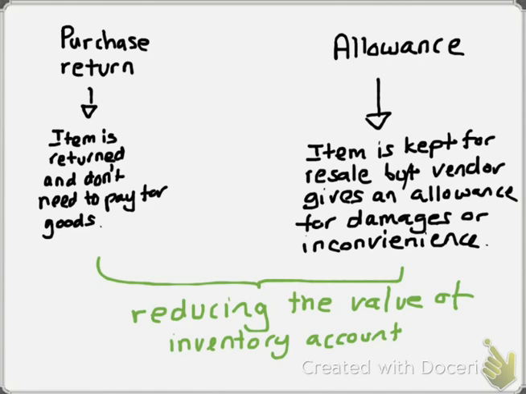So the allowance or the amount of the return reduces the value of the inventory account and also reduces the amount that we have to pay the vendor. If it is a purchase return, we physically return the inventory item to the vendor. But if it's an allowance, we keep the item, but we get a discount or a reduction in price, and we have the item physically in our possession. Either way, the accounting treatment for returns and allowances is identical.